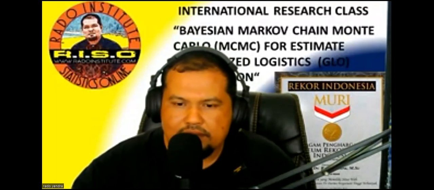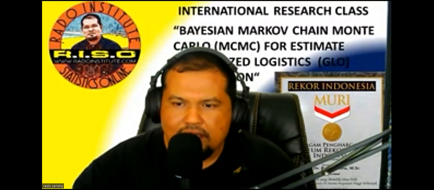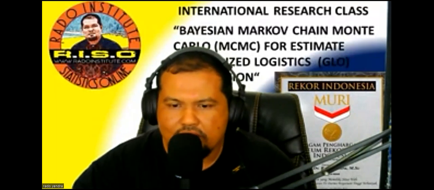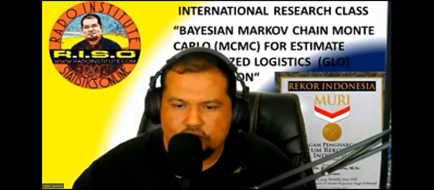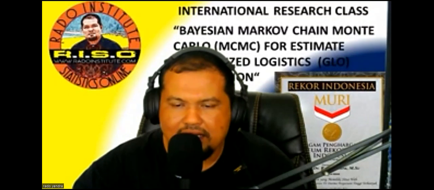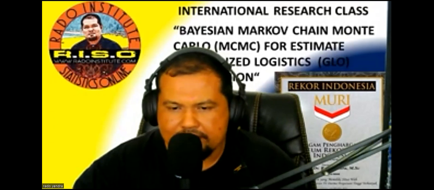For this time, we will continue our programming to discuss the parameter of density function using the Markov chain Monte Carlo. We have discussed how to estimate the parameter of the GEV or generalized extreme value distribution. We have succeeded in creating the R programming to solve the problem using the MCMC methods.